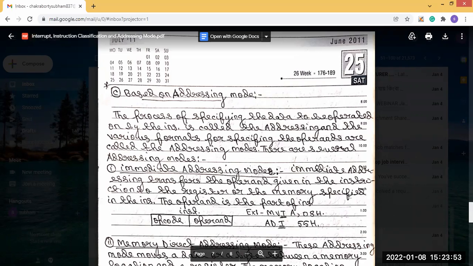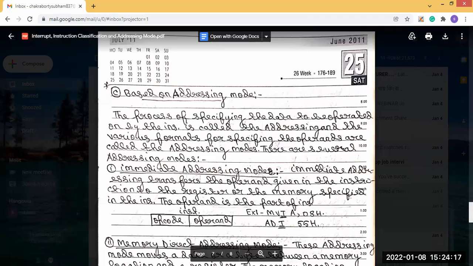And the various formats for specifying the operands are called the addressing modes. Now we have several types of addressing mode. We will discuss them one by one. The first addressing mode is the immediate addressing mode.